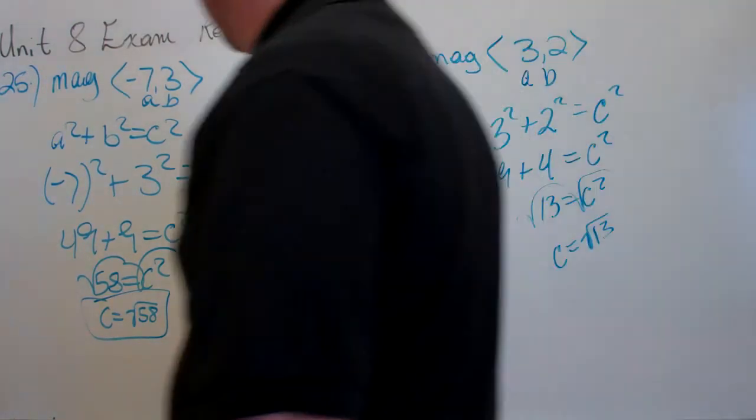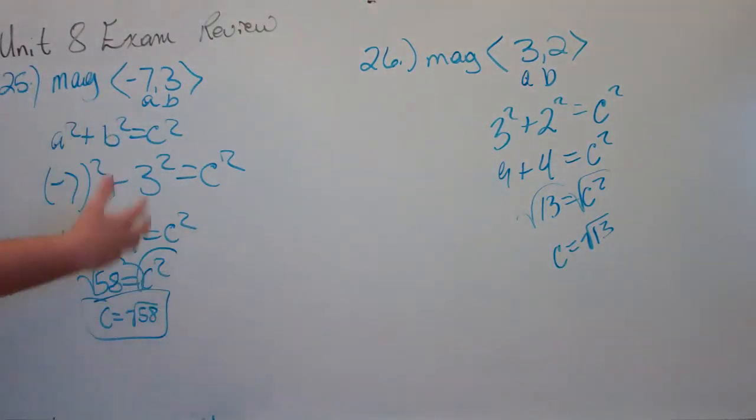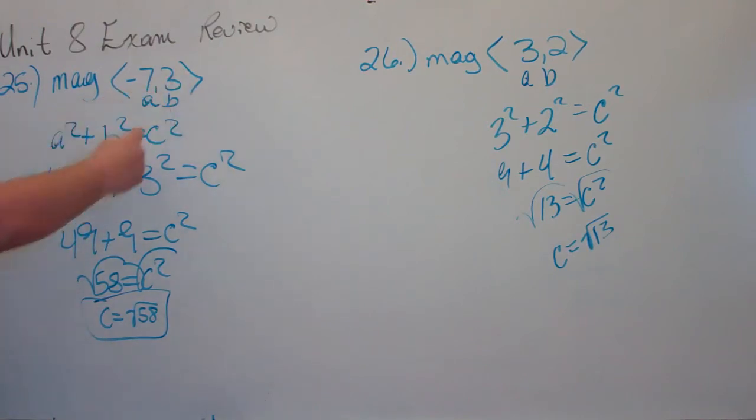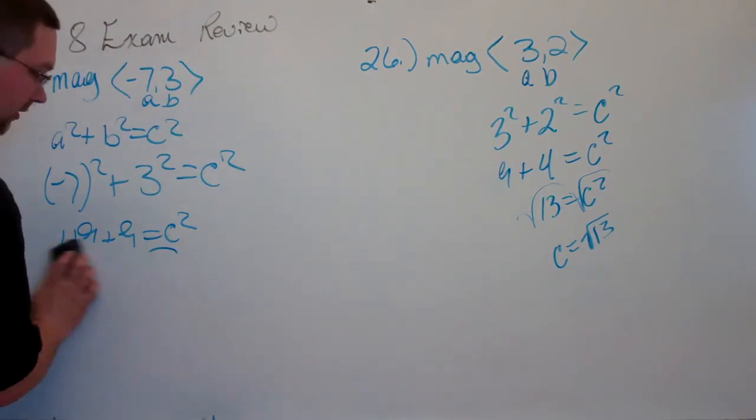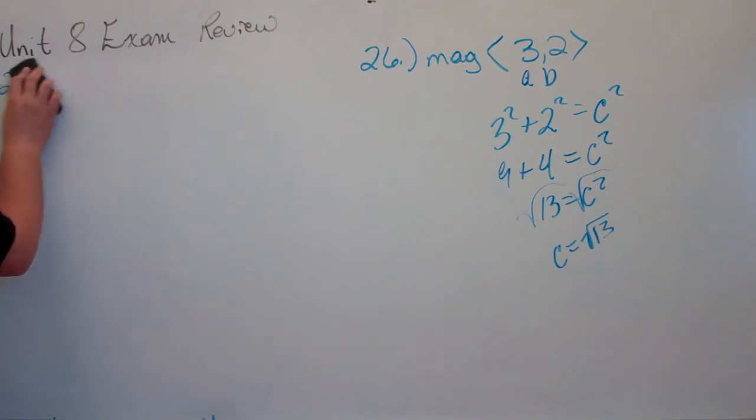Alright, I did something like this in class, so I visually showed you how it works. You end up just making a right triangle. This is one of your side lengths, this is the other side length, and the vector is the hypotenuse of your triangle.